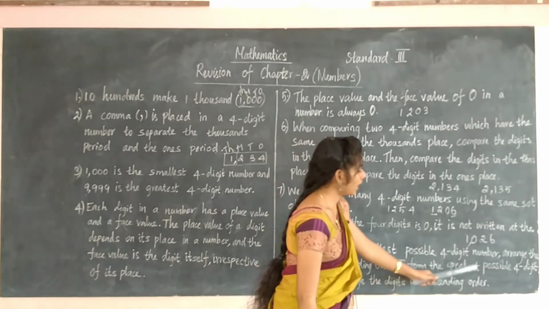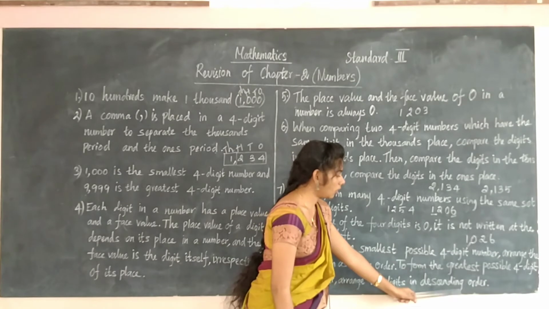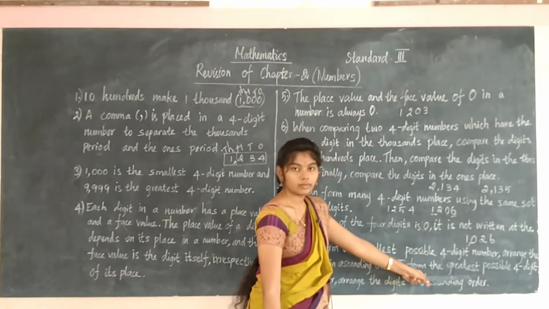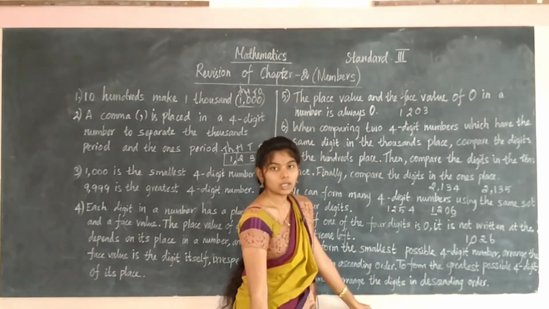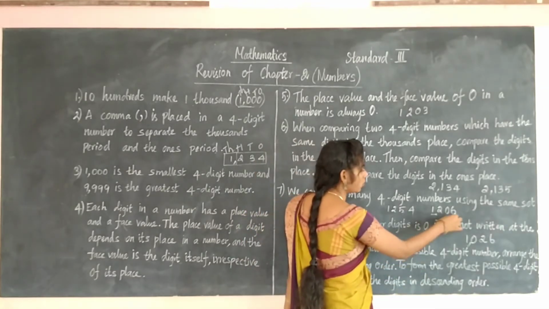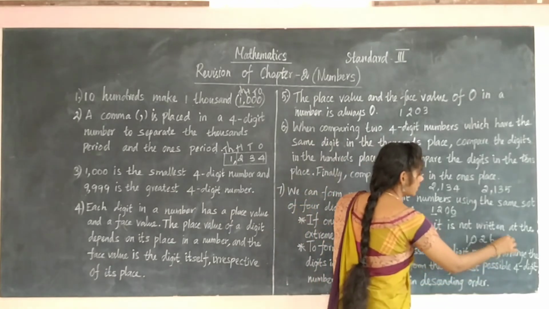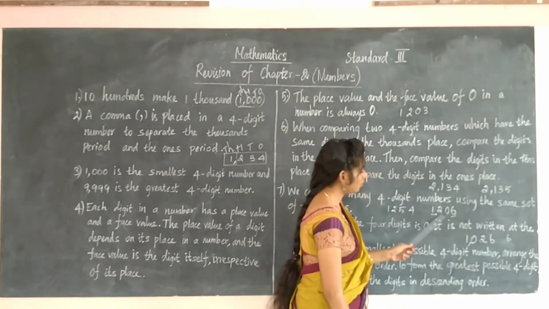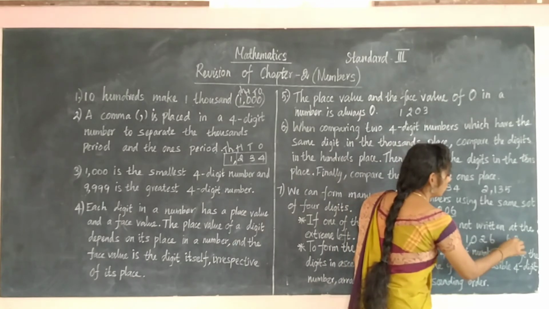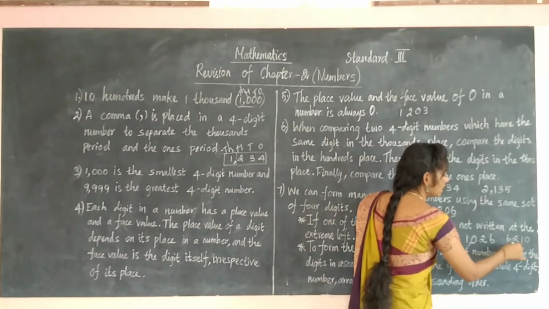Then to form the greatest possible 4-digit number, arrange the digits in descending order. To form the greatest number, what do we have to do? We have to arrange from the largest number to the smallest number. See this number, which one is the greatest one? 6. So first we write the number 6. Then which one is the greatest number? 2. Then write 2. Then 1. At last we will write 0, in descending order.